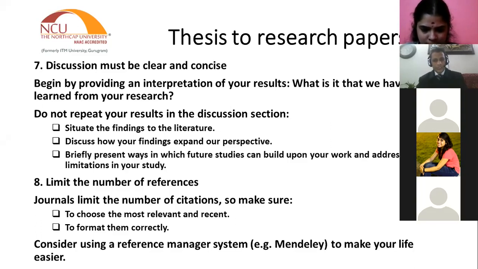Don't cite bogus papers. That will not enhance the quality of your research work. Journals limit the number of citations, so make sure to choose the most relevant and recent papers. That is very important, and format them correctly. As I discussed, formatting is easy if you follow Google Scholar. At least they give cross-referencing in 5-6 different styles, and one of them will certainly be the style followed by a particular journal. So you will not be wasting time.